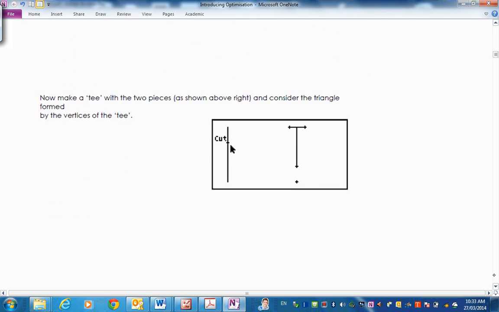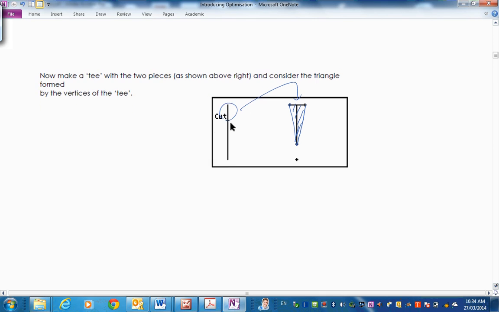Here we are. Now make a T with the two pieces. So as we said before, we're going to lay it across the top. And consider the triangle formed by the vertices of the T. The vertices are the peaks here of the T shape. Okay, so there's a triangle that we're going to make. Okay, so do you get the idea? This bit has been laid across the top, and now we're going to look at that shape as a triangle.